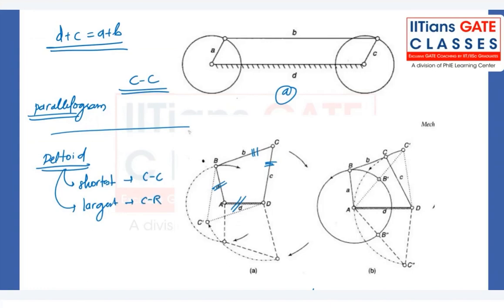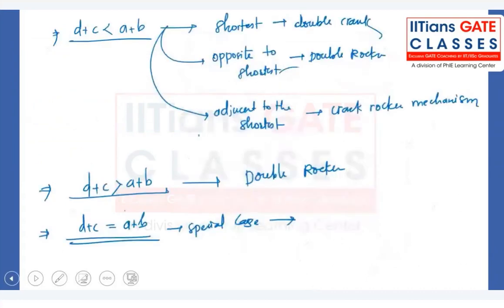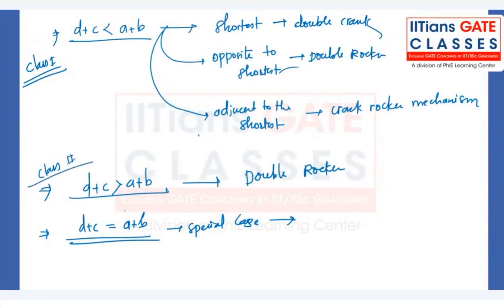I'll repeat from the beginning. We have seen the case of class 1. The length of the shortest and largest is less than the other two, and here, depending on which link we are fixing, we have different types of mechanisms. Then the class 2 mechanism, where the length of the shortest link and the largest link is greater than the other two, here we will always get a rocker mechanism.